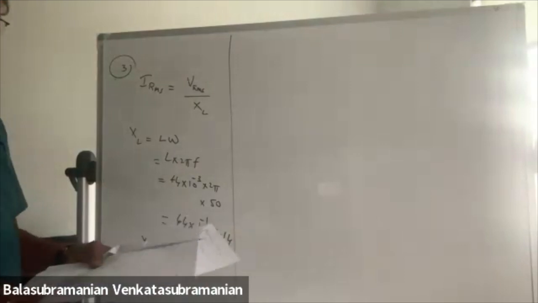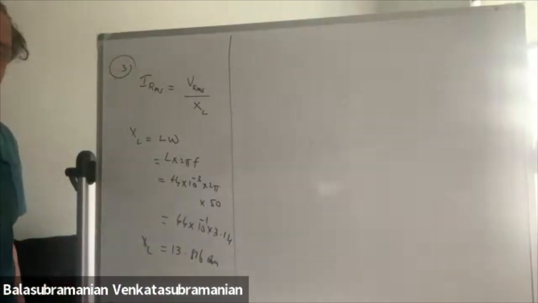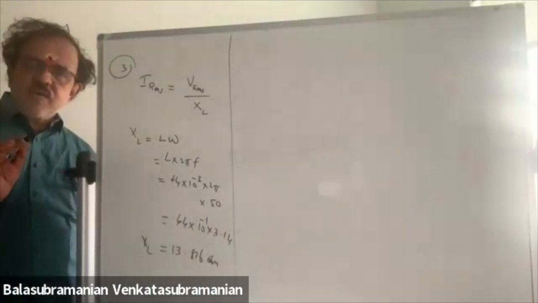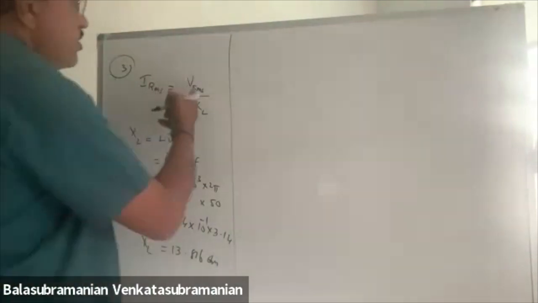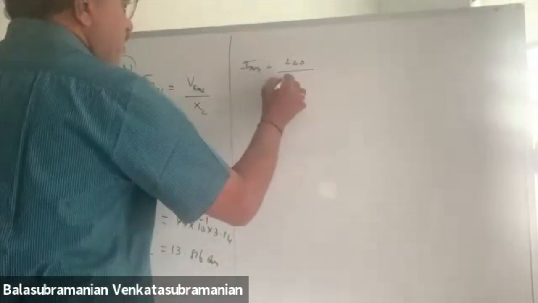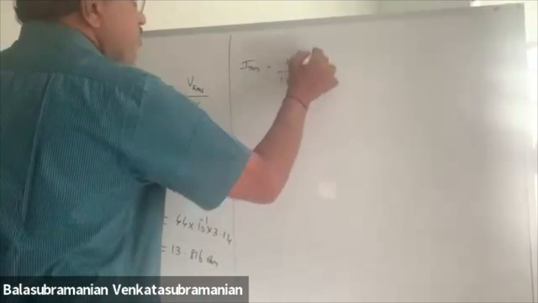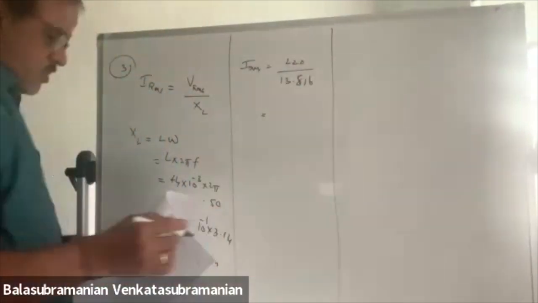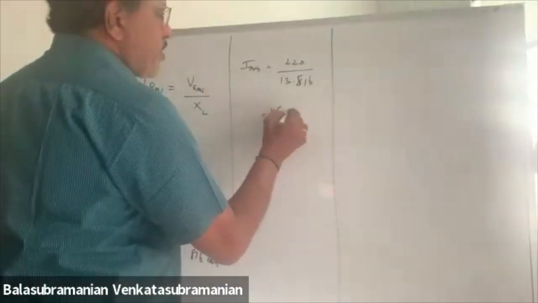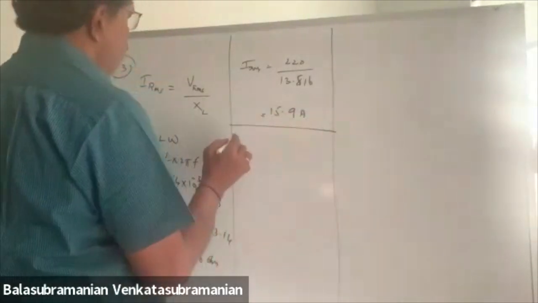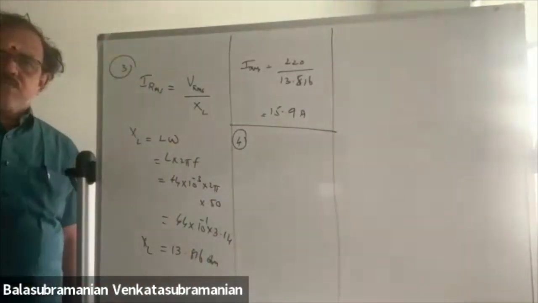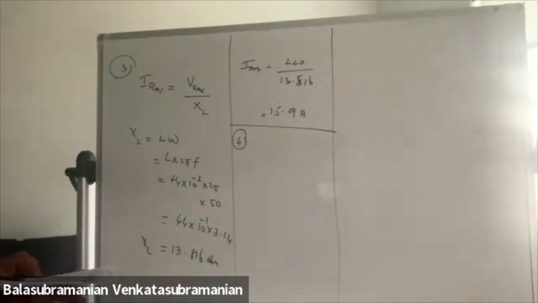RMS value of voltage, that's what we have discussed. Generally, if it is not mentioned, it is called RMS value only. So IRMS is equal to 220 by 13.816. That should be 15.9 ampere. Okay, fine. Next step.